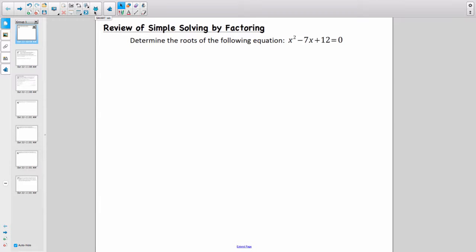Today we're going to do some writing equations if we give you the roots. Okay, so give me an equation if I give you the roots. So let's start with a little review.